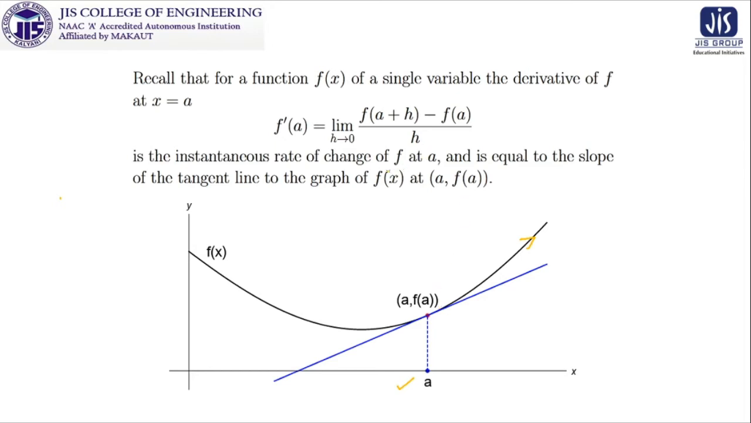And we also know that it is nothing but equal to the slope of the tangent line. This is the tangent line at f(a), and this is nothing but the slope. And we know how to denote it in general. We are denoting it by dy/dx, or actually it is nothing but d/dx of y, where y is equal to f(x).